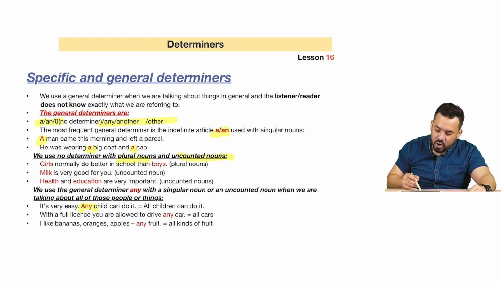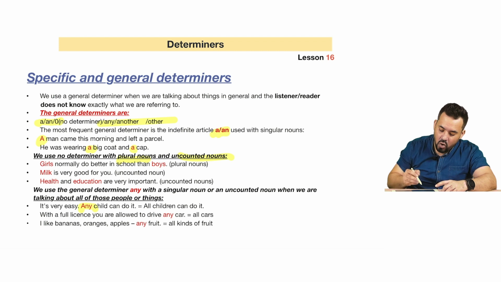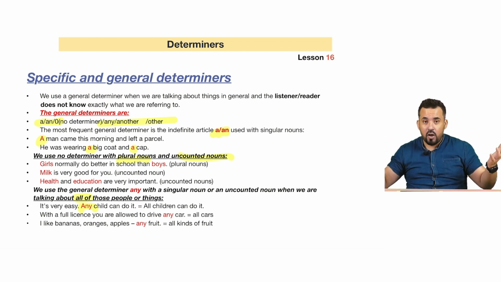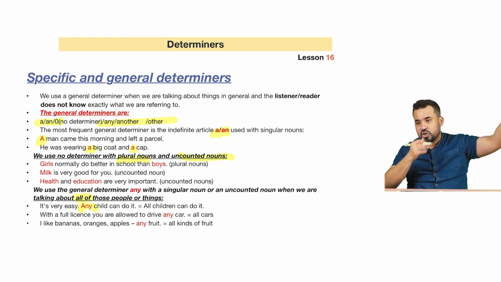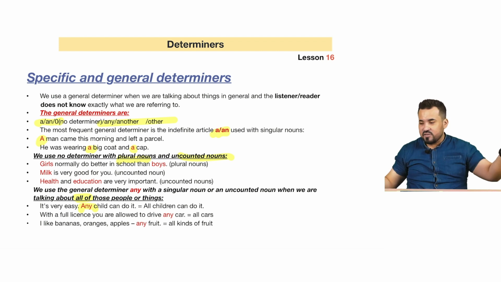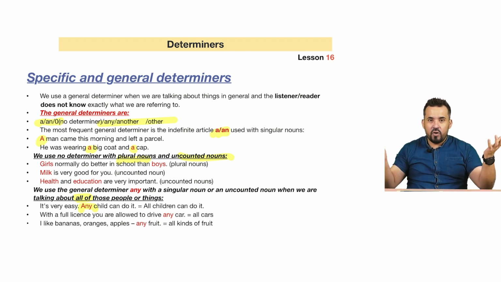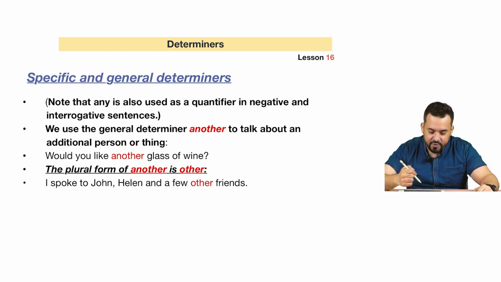So any here, with a singular noun or uncountable nouns, refers to when we are talking about all of. So it's important to pay attention to this. We're talking about all of. Any child can do it. Anyone can go. Anybody can swim. Any chair would do. I mean, doesn't matter which chair, any chair would do. They're all fine. Give me any chair. All right? Specific and general determiners.